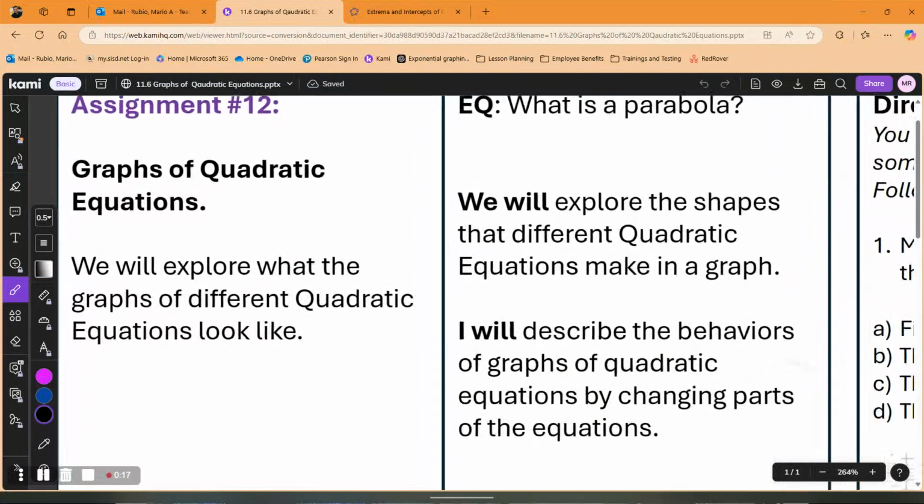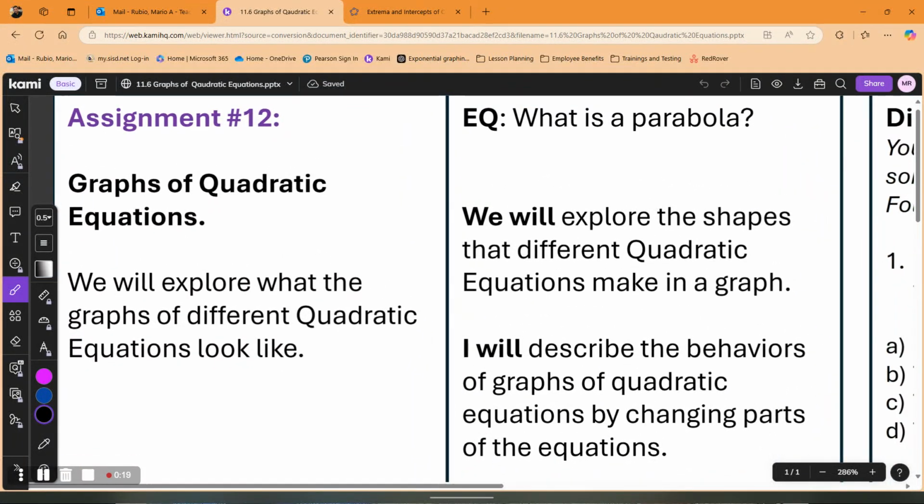We're going to be looking at graphs of quadratic equations. We will explore what the graphs of different quadratic equations look like. What you should be asking yourselves as we go through these exercises is, what is a parabola? We will explore the shapes that different quadratic equations make in a graph, and then you all will describe the behaviors of graphs of quadratic equations by changing parts of the equation. So you're going to change some numbers, and then you're going to see how it affects the graph.